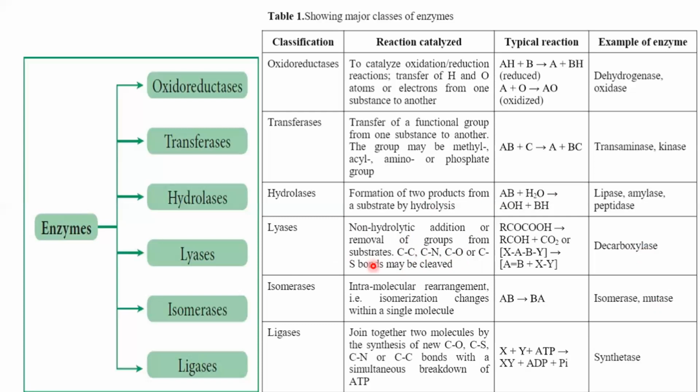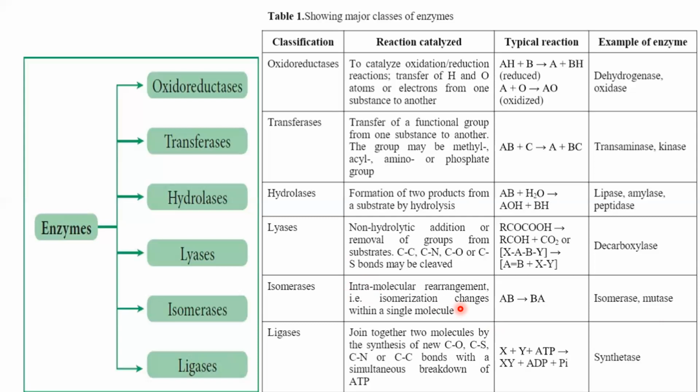Then isomerases. Isomerases will make isomers, the mirror image of the substrate. The best examples are isomerase and mutase. Isomerases cause intramolecular rearrangement, meaning isomerization changes within a single molecule. AB is converted to BA. This is the primary function of the isomerases.